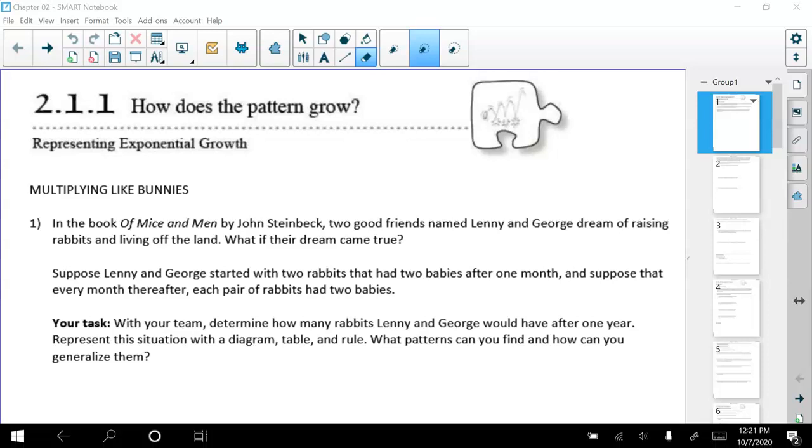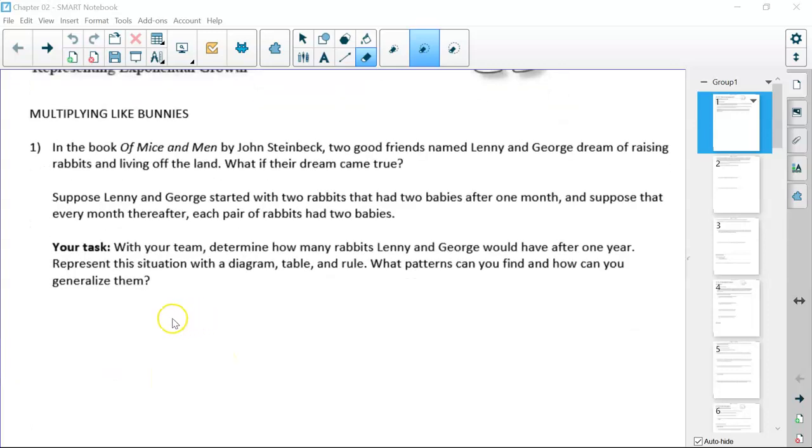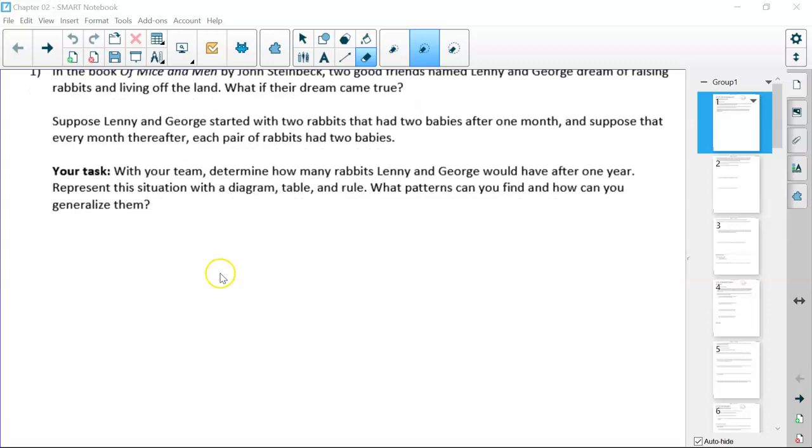So we're going to be talking about the number of rabbits we would have. So we're starting off with 2 rabbits, and those 2 rabbits have 2 babies after 1 month, and then those 2 rabbits have 2 babies, and so forth and so on. So determine the number of rabbits that we have.